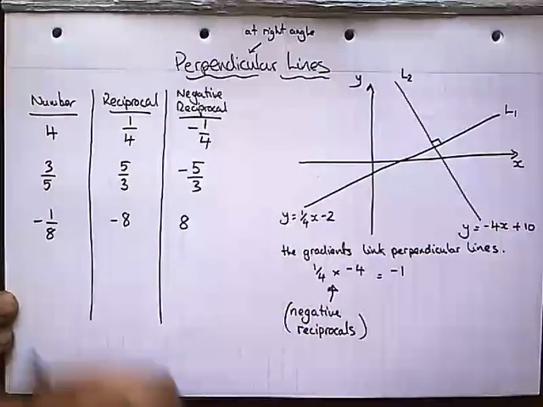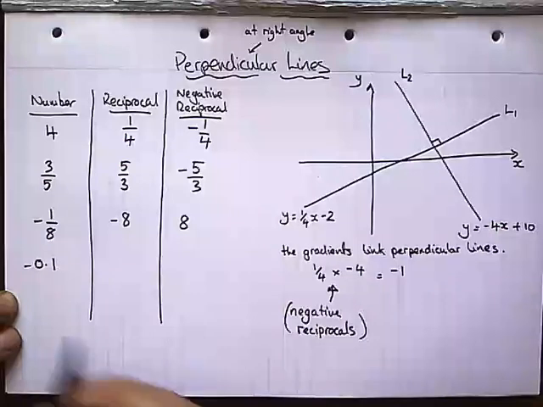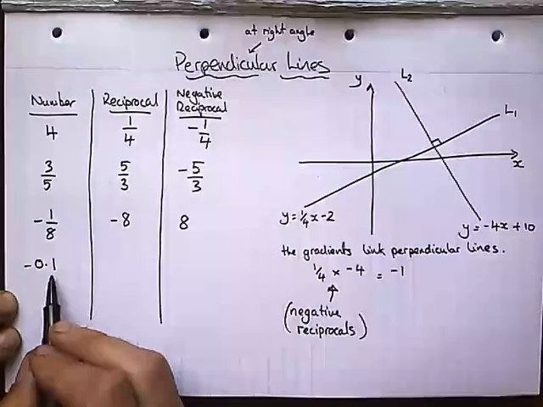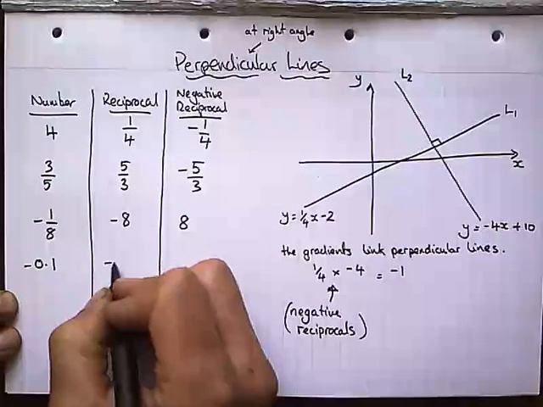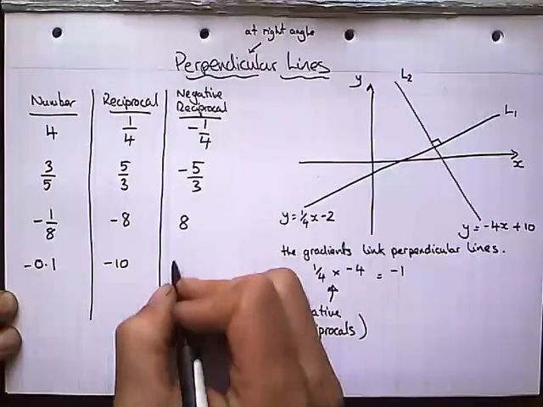So if I had 0.1 or -0.1, what do I multiply -0.1 by to get 1? Well, that's -10. So the negative reciprocal is I change the sign and it becomes 10.